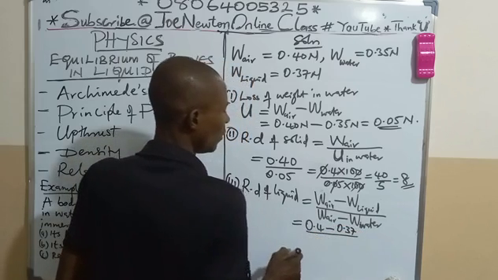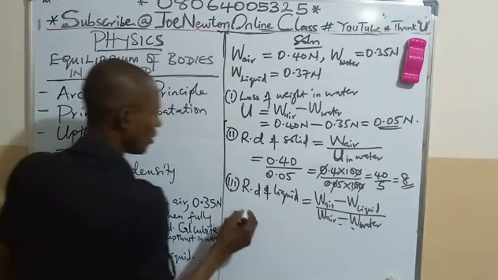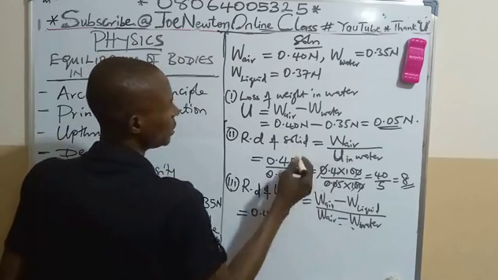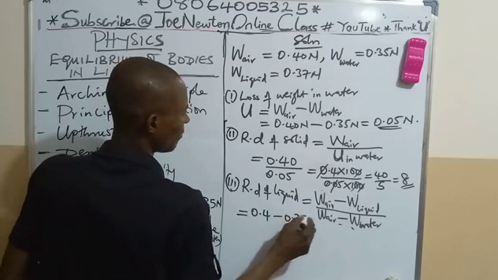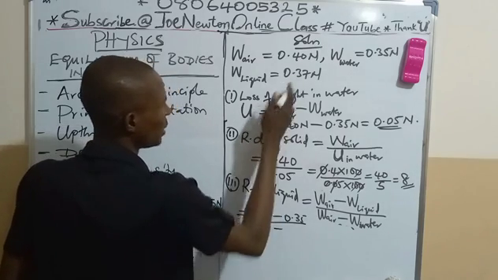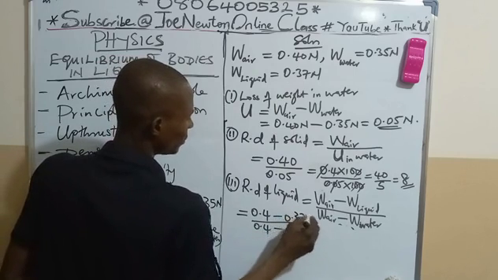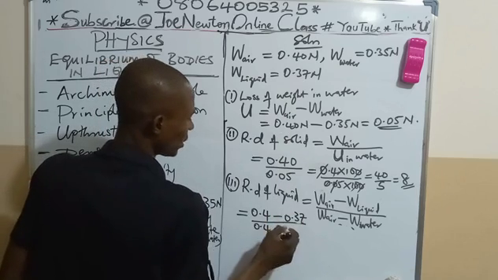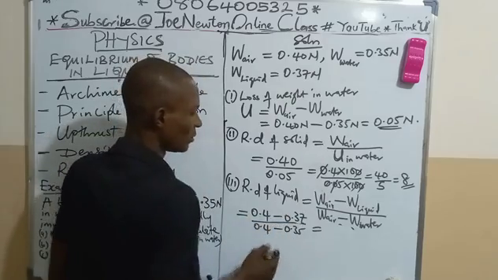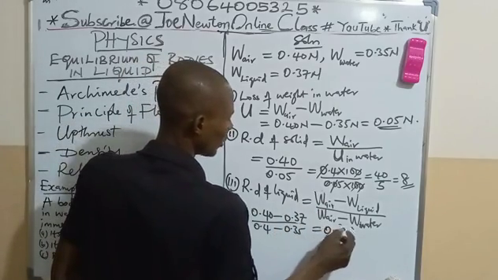0.37 all over, let me bring this forward here for want of space. So the weight in air is 0.4 minus weight in liquid, which is 0.37, all over weight in air 0.4 minus weight in water 0.35, and that will give us 0.4 minus 0.37. This is like 0.40, then you have 10 minus 7, 3, then 0.03.